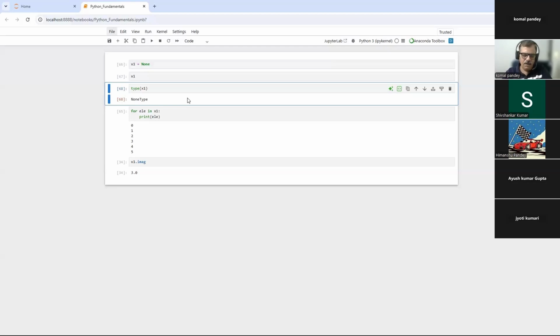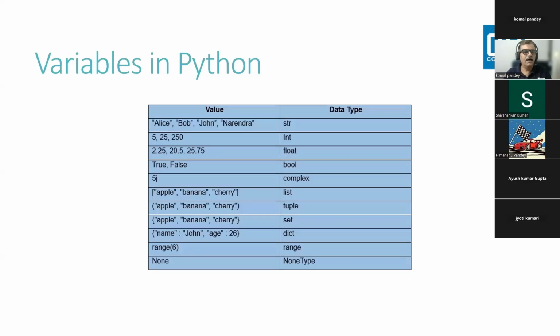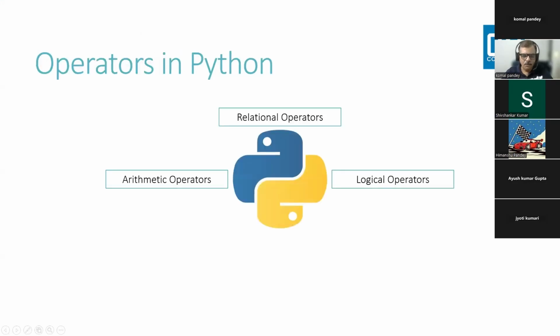So now we will move on to the next concept, and that is operators. In Python, we have three types of operators. As the name states, you can perform different sorts of operations on the variables or on the data with the help of these operators. You have arithmetic operators, relational operators, and logical operators. We will start with arithmetic operators. Let's go to the Jupyter Notebook.